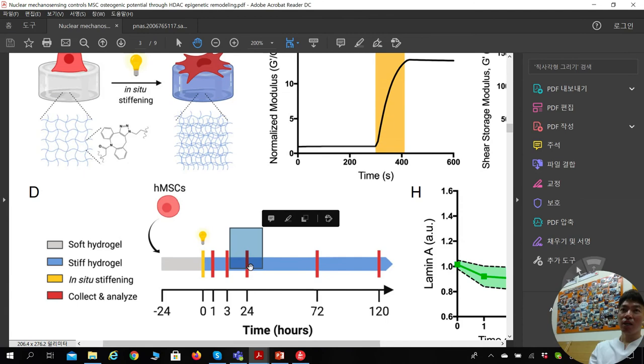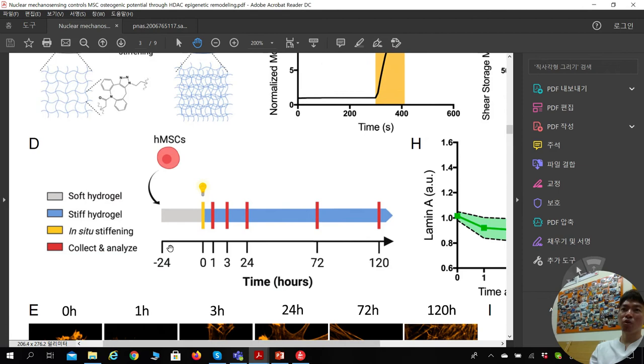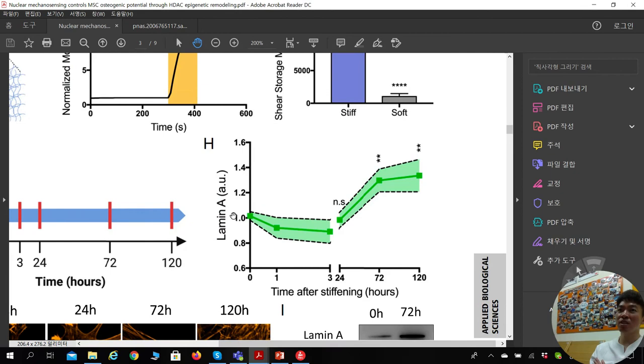Now, this is how they did the experiment. After one day of seeding, they shine light, and the soft gel stiffens in situ. In situ means while the cells are attached on the gel, without detaching or trypsinization. Then they collect at 1, 3, 24 hours, and 3 days and 5 days. First they check lamin intensity. After stiffening, at one day, no change. But at 3 and 5 days, it changes. Lamin increases a little, which means the nucleus gets tension from the substrate.